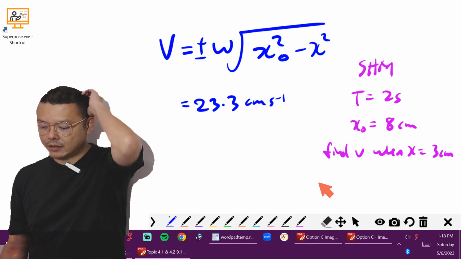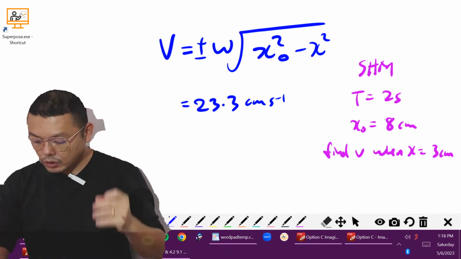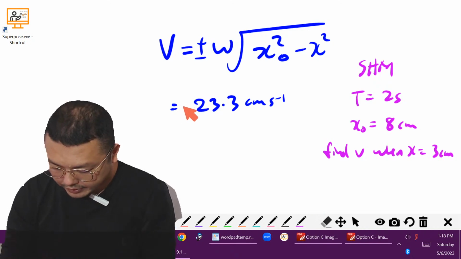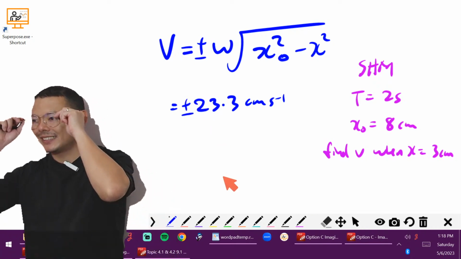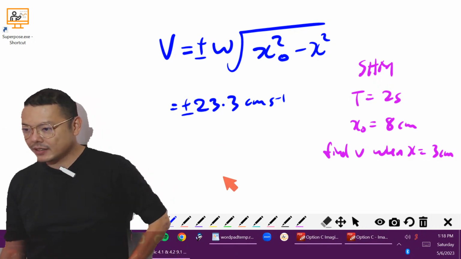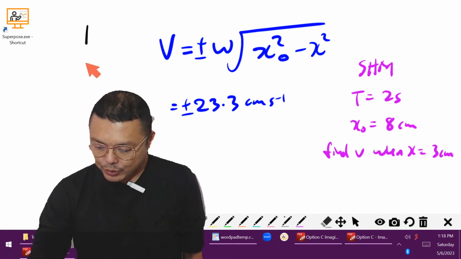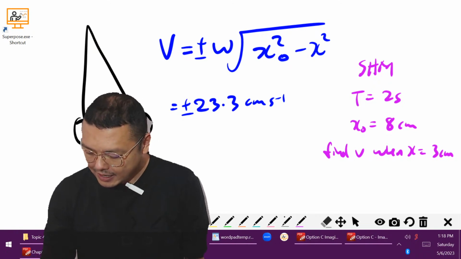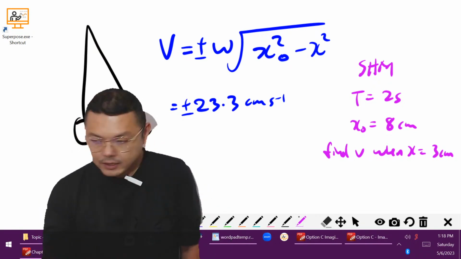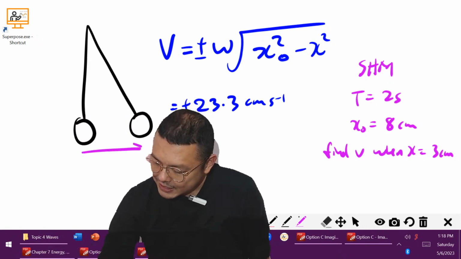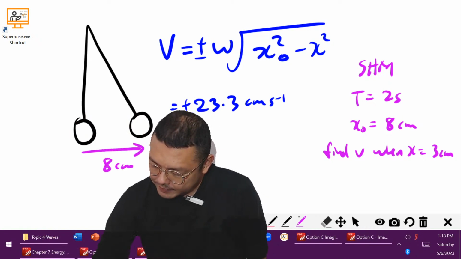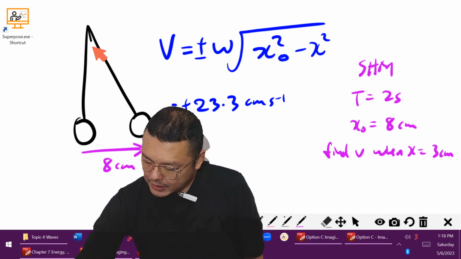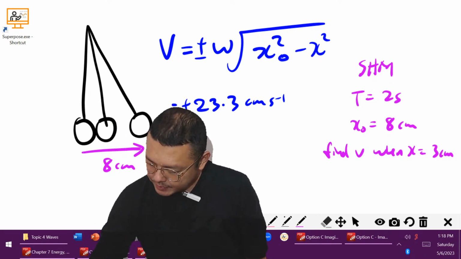You don't need that. That one is determined, right? Oh no, he's right. It could be plus or minus. Why is it plus or minus? This equation can only tell you so much. Let's say this is your amplitude, 8 cm. Then I ask you what's the speed when the displacement is 3 cm.